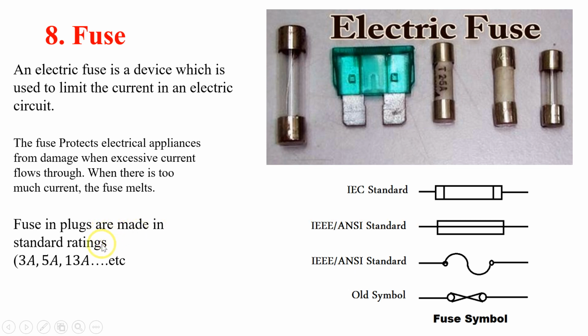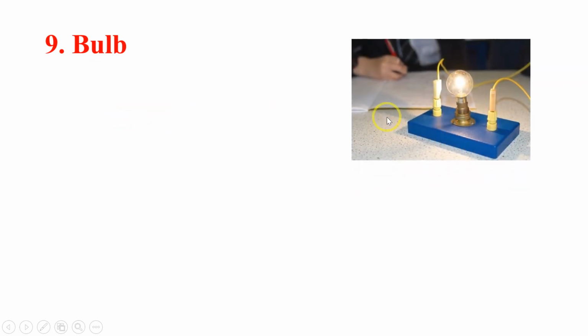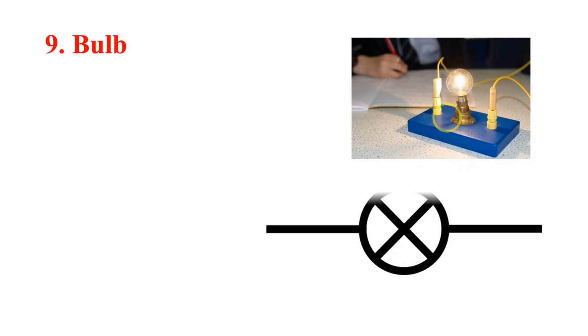Fuses in plugs are made in standard ratings, that is 3A, 5A, 13A, and so on. And here you can also see 25A, showing the standard and quality of the fuse. Depending on the quality and standard of the fuse, different names are given to it. A bulb is also shown over here. The bulb does not have any particular application here, but we still use it for performing experiments, and the symbol for a bulb is a round circle with a cross in it.